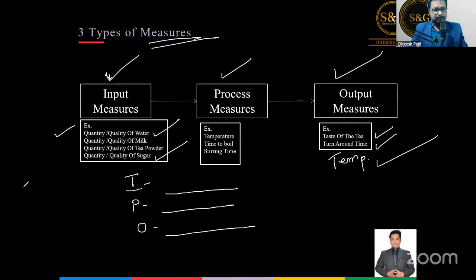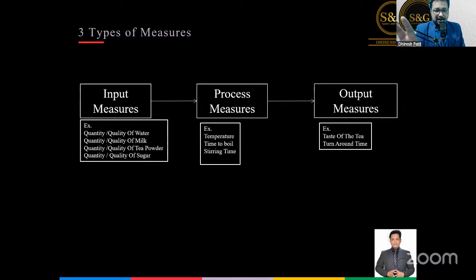Clear everybody? Just give me yes in the chat box if it is clear. So in the measure phase, what we do is cover all the input, process, and output measures, and we start collecting the data about it. That data might be important, might be critical, we don't know. But we start collecting the data right now from the measure phase. Clear? And we will use it with the help of Minitab.